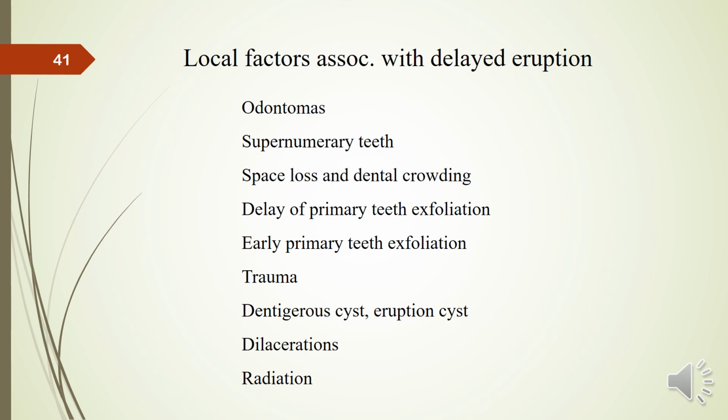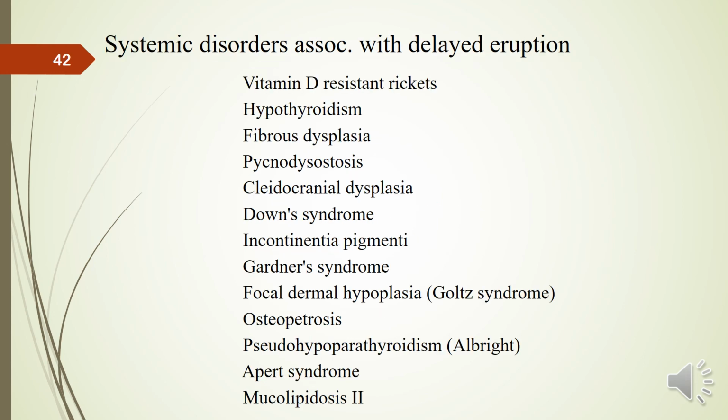It's very common for us to show you an OPG in your OSCEs which has a dentigerous cyst, and we can ask you to diagnose the case because it will be associated with an unerupted tooth. So you must be quite familiar with at least identifying the local factors in delayed eruption. Then in this slide I have listed out the systemic disorders that can happen: vitamin D deficiency, rickets, Gardner syndrome, Down syndrome, cleidocranial dysplasia.